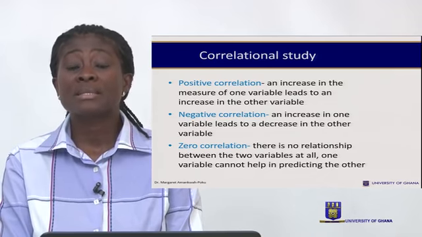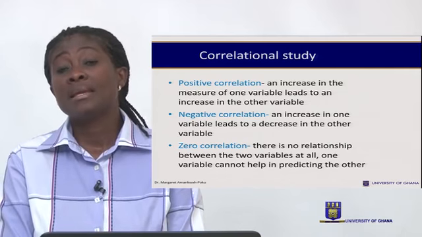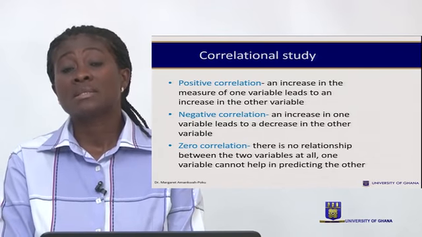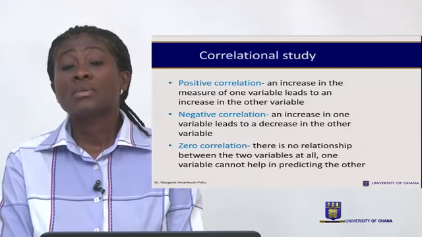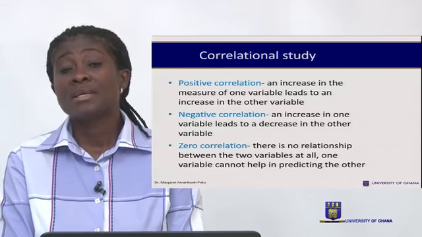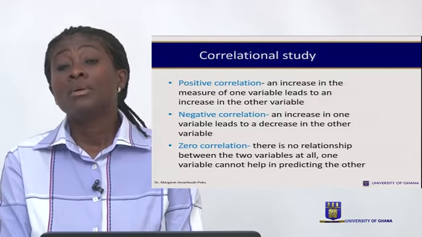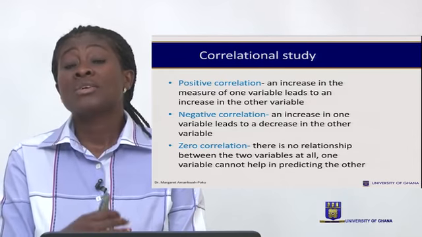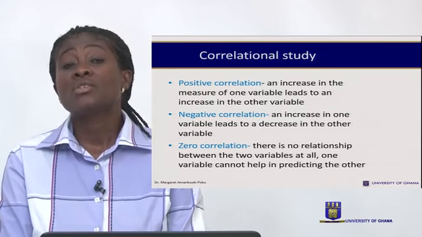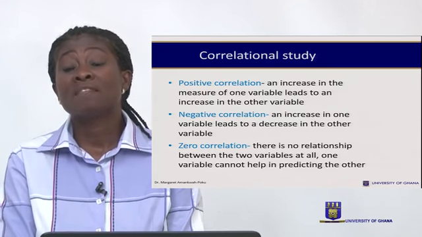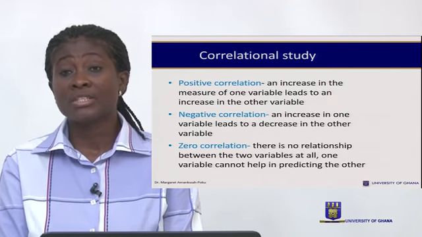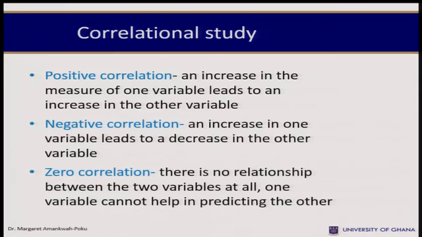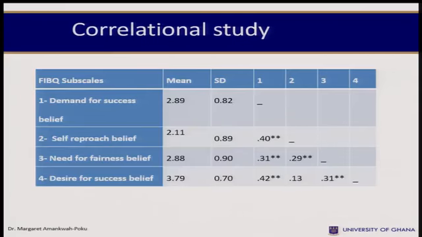So for instance, an increase in education reduces the extent to which people get ill. So let's say as knowledge increases, the tendency of falling ill will reduce, or as education increases, the tendency of, for instance, getting infected with cholera reduces. That's a negative correlation. Then with zero correlation, there's no relationship between the variables that are being studied.